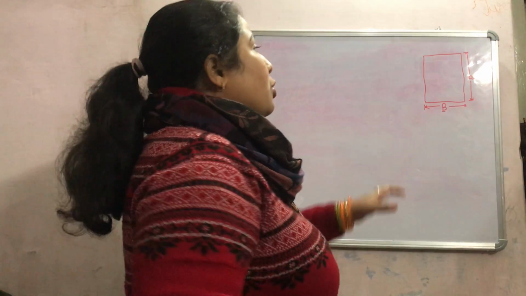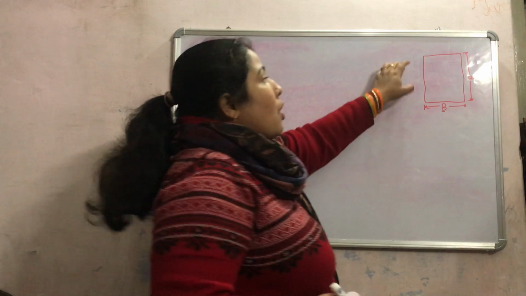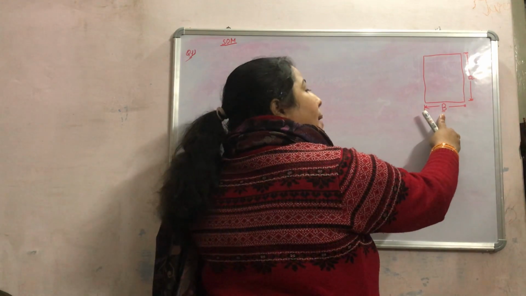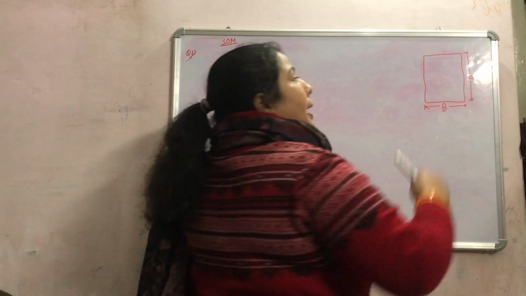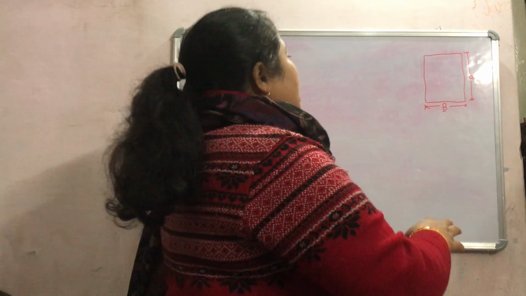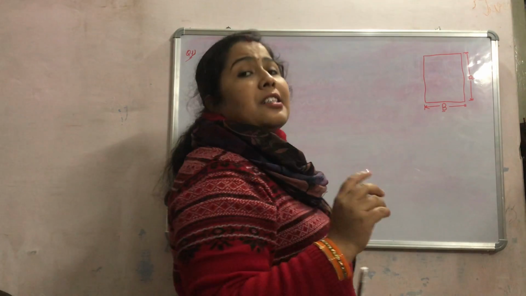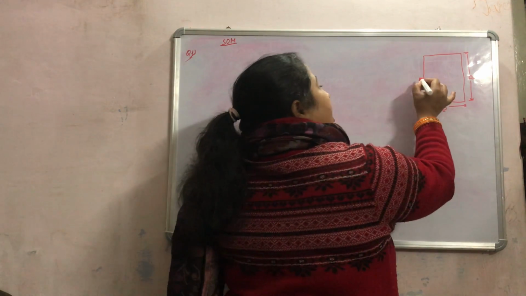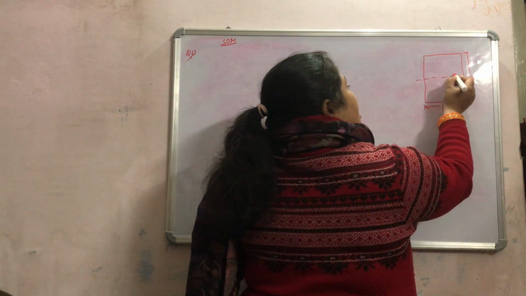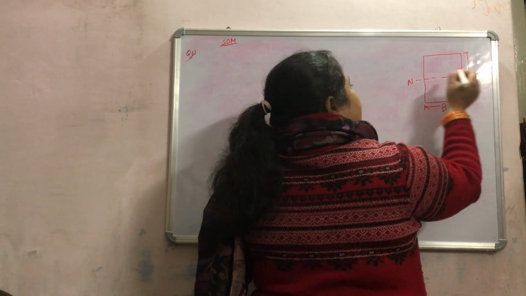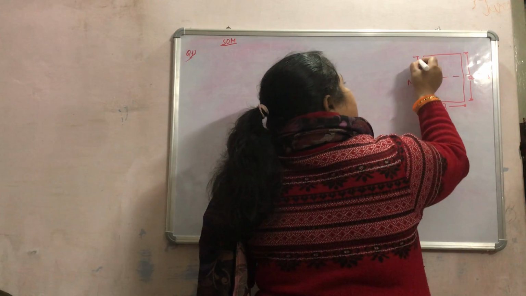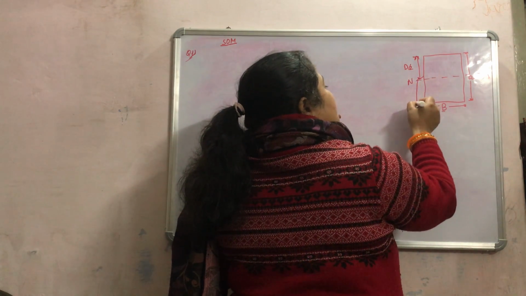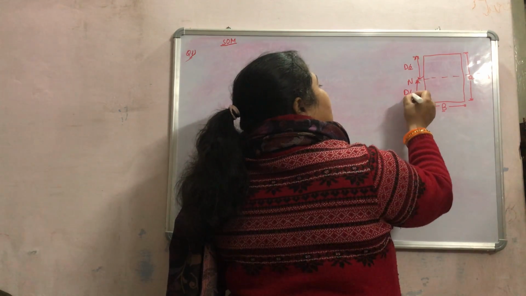So, in this question, we are given the cross section of beam is rectangular, which has a width B, capital B, and depth, capital D. The cross section of beam is symmetrical in nature, so the neutral axis passes through the center of the cross section. It means this distance is D by 2. This is also D by 2.